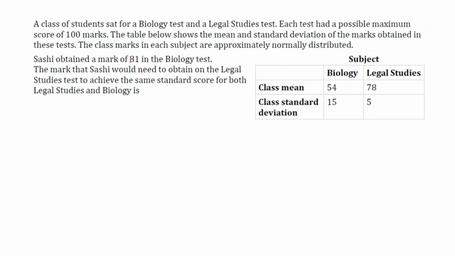Her bio test mark is the actual score, so we need to find out the Z score, which is this one here. We know that this is the mean and that is the standard deviation. Now the actual score is 81, minus 54, over 15. That gives us a Z score of 1.8.